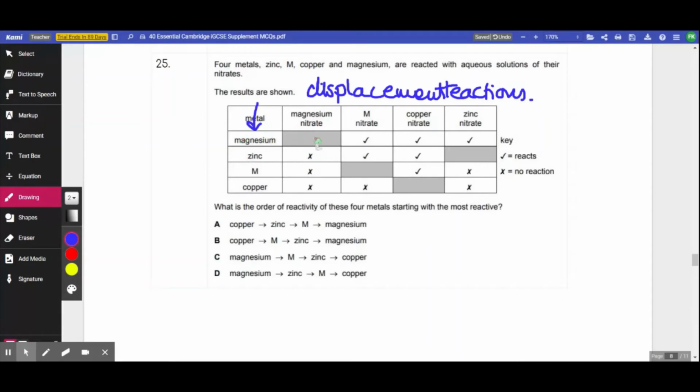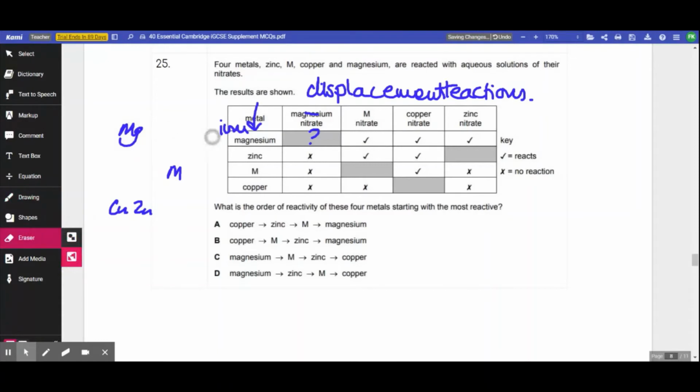Now, have a look at the metals. So let's look at magnesium first. Does it displace magnesium nitrate? No, of course not, because it's the same metal. Does it displace M? The answer is yes. So you would have to have magnesium here, and there's definitely M, which is underneath it somewhere. Magnesium will displace copper, and it will also displace zinc. We've got magnesium right at the very top.